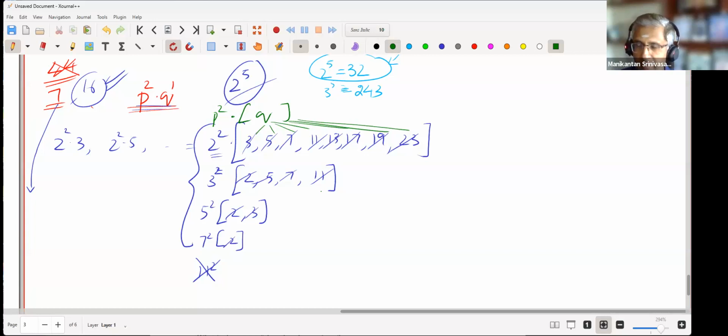Is this clear? Yeah, same pattern. Yeah, very well explained. And then 5 square, 7 square, and the moment you cross 11, it's already more than 1,000, already more than 100, right? So there's no scope. So the last number would be 7 square into 2, which is 98. Or in fact, the last number would be 99, because 3 square into 11, that's 99. So we have extracted the maximum juice from this, right?